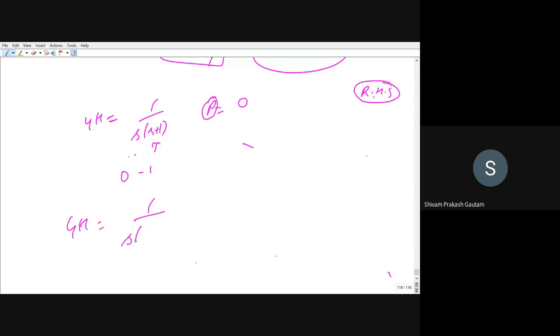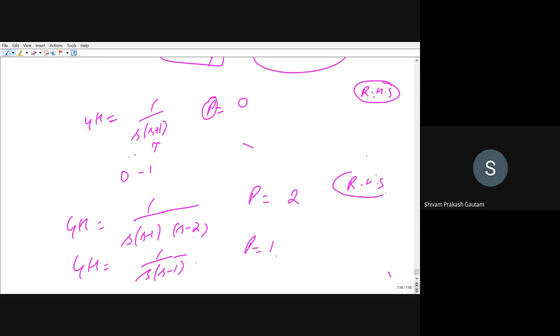Similarly, if GH is equal to 1 upon S, S minus 1, S minus 2, so here P will be equal to how much? 2, sir. 2, because there are 2 poles which are on the right hand side. Have you understood this point? Yes, sir. Suppose the pole is at S minus 1. If this is the case, P is equal to 1. So there is no case of odd or even. Some student was saying P will always be even. That is not the case. It depends upon the number of open loop poles in the right hand side. Is it okay? Yes, sir. Okay. So now we will see some more examples.